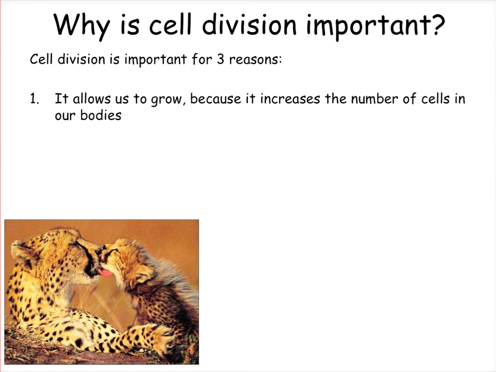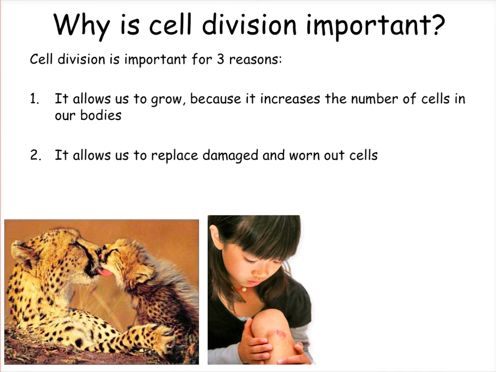The second reason the cell cycle is important to organisms is that it allows us to replace damaged and worn out cells. Imagine you are the girl in the picture here with the scraped knee. We have all injured ourselves like this and in many other ways. Now, you've probably taken it for granted that when you get a scrape, it will heal. But let's think about what that means for a second.